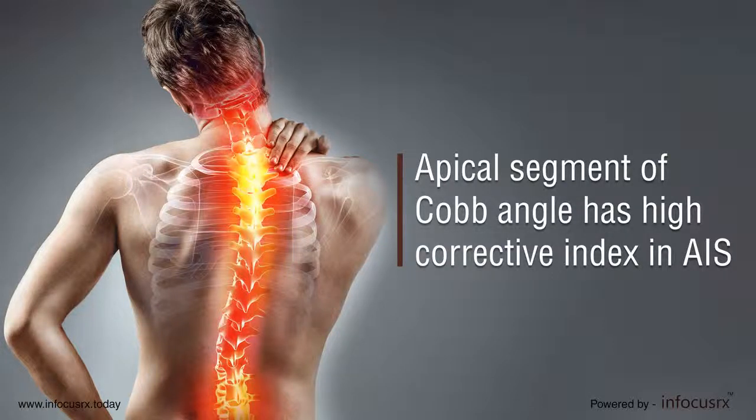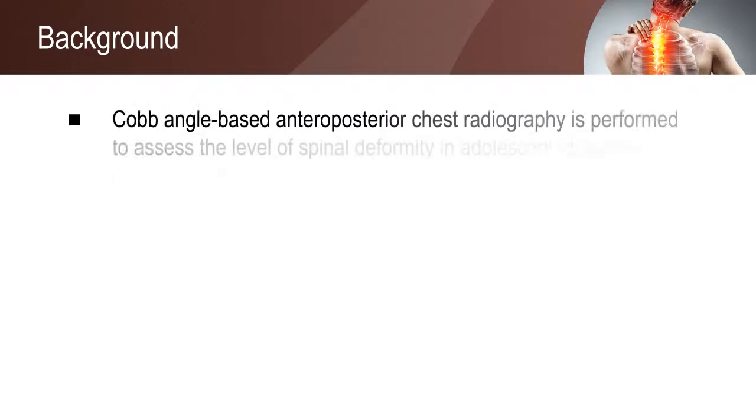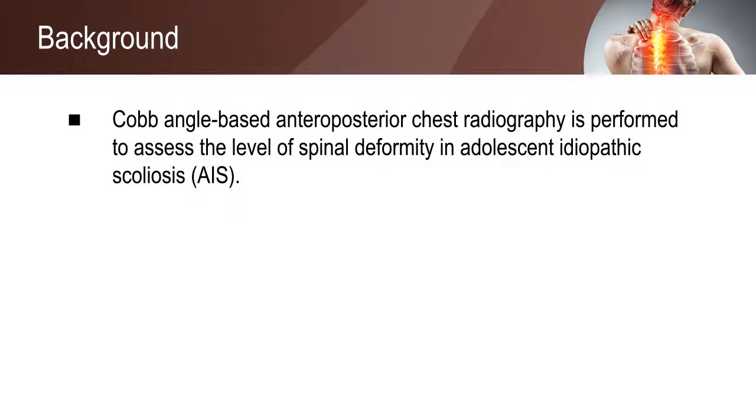Apical segment of Cobb angle has a high corrective index in adolescent idiopathic scoliosis. The Cobb angle-based antero-posterior chest radiograph helps in examining the level of the spinal deformity in adolescent idiopathic scoliosis patients. This radiograph guides the surgeons to calculate flexibility and plan the reconstruction surgery for spinal alignment in a better way.